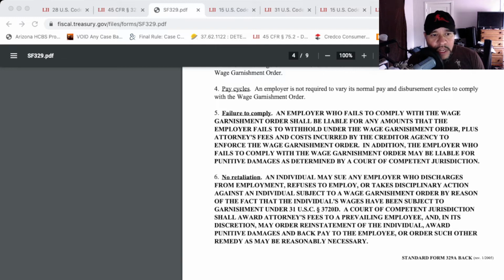Under 31 USC 3720D. However, in the failure to comply, number 5, it says an employer who fails to comply shall be liable for any amounts that the employer fails to withhold under the wage garnishment order, plus attorney's fees and costs incurred by the creditor agency to enforce the wage garnishment order. In addition, the employer who fails to comply with the wage garnishment order may be liable for punitive damages determined by a court of competent jurisdiction, with absolutely no case law reference there. Okay? This is a threat. Number 5 is a threat.